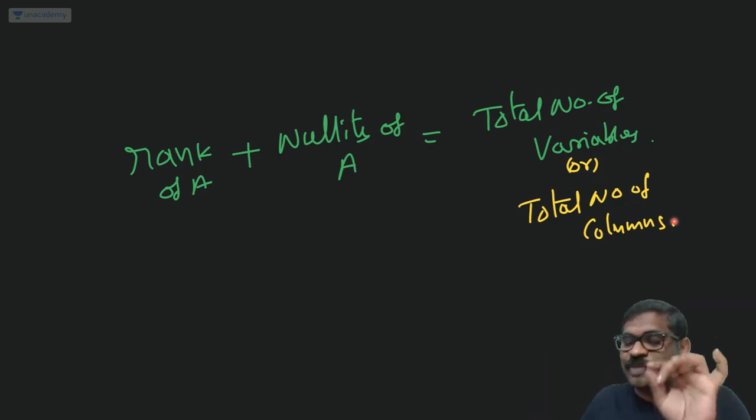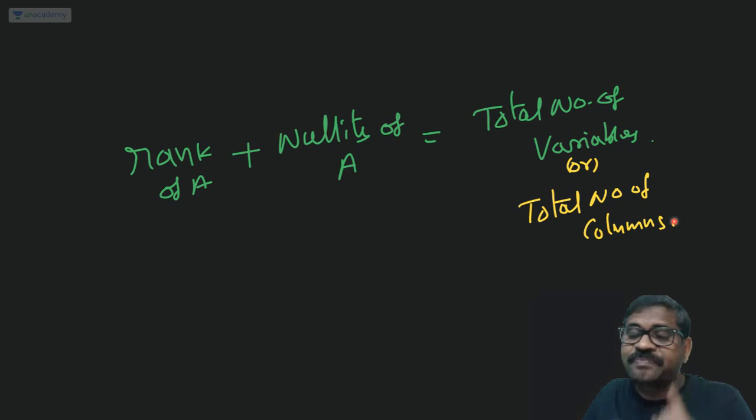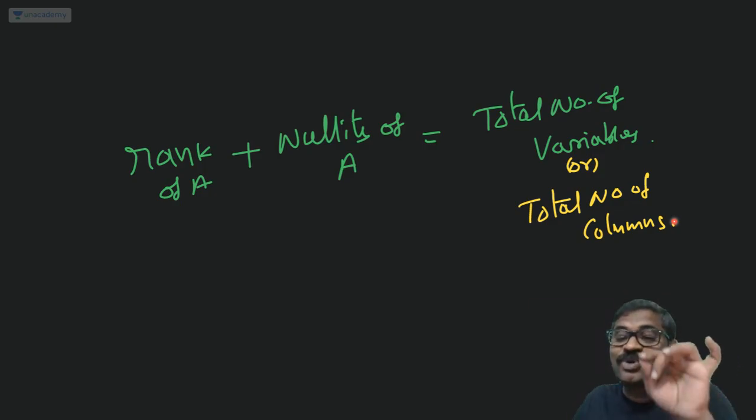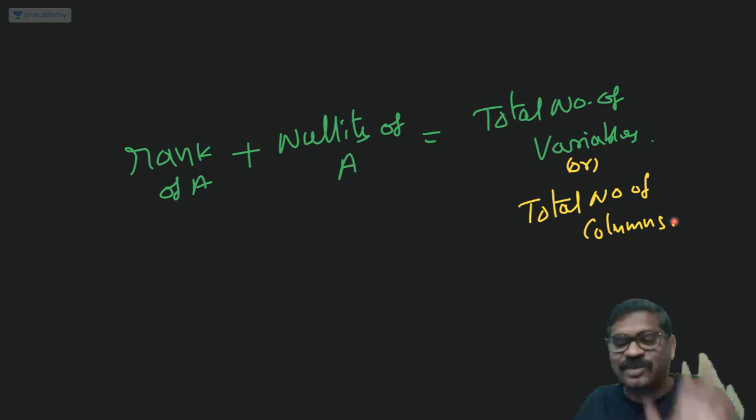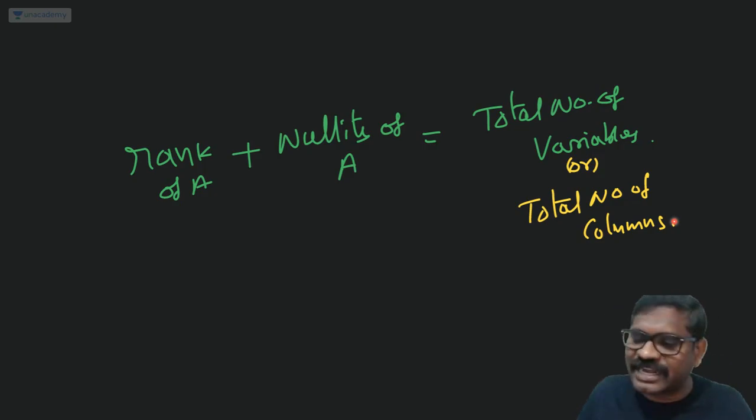Here I have to explain one point clearly. Some students get confused. Sir, total number of variables equal to total number of columns means a variable is a column? No, a variable is not a column. I have written number of variables equal to number of columns, and I will explain the logic also. I never said a column is a variable.